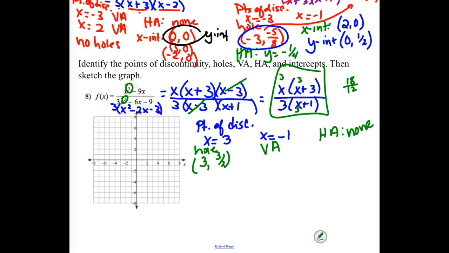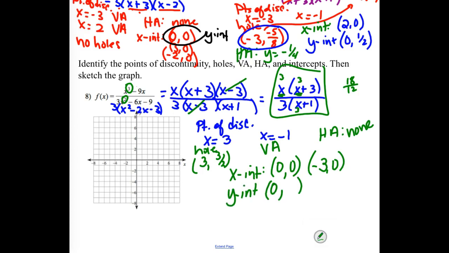All right, what do we have left? X and Y-intercepts. So looking at the numerator, what makes it 0? For this first x, 0. So when x is 0, y would be 0. And for this one? -3. All right. Y-intercept. If I put a 0 in for x, what do I get?